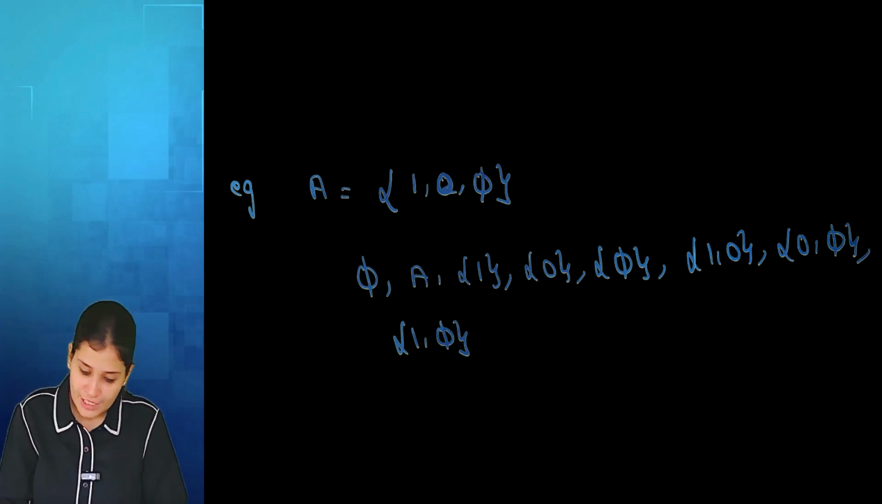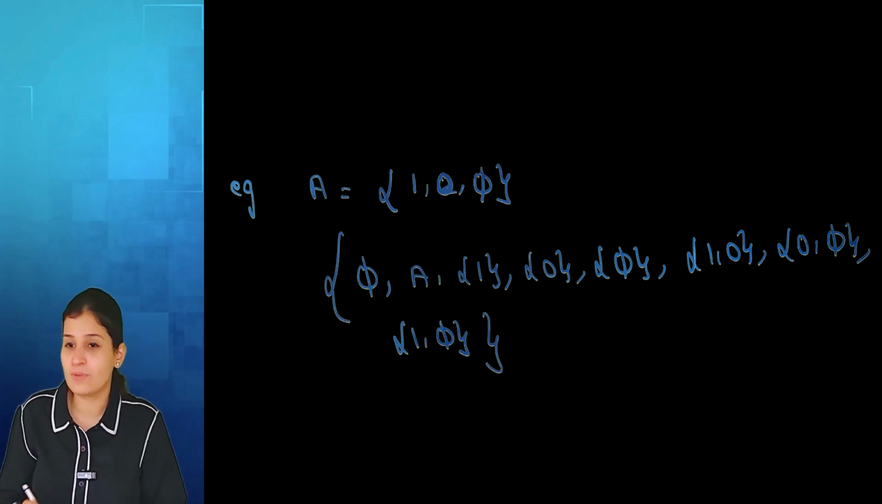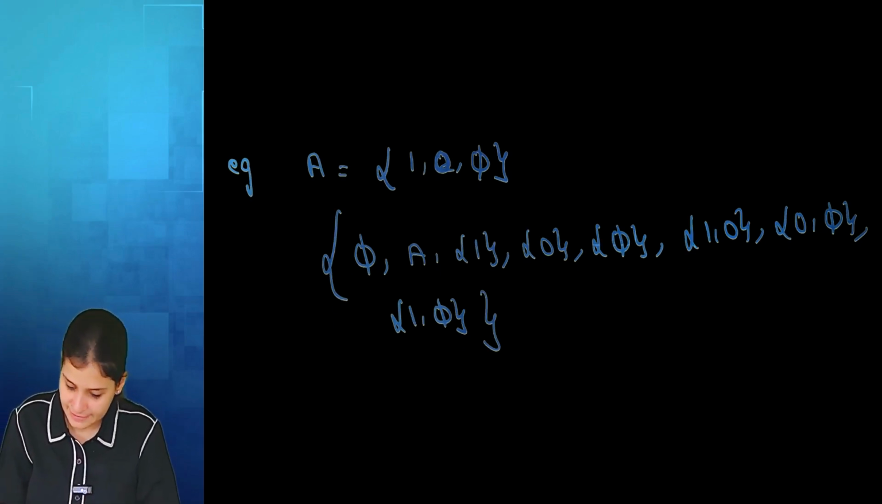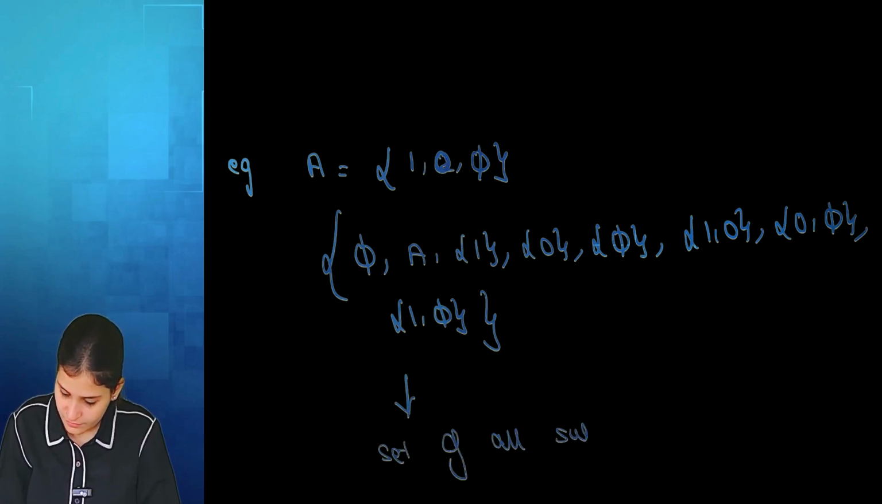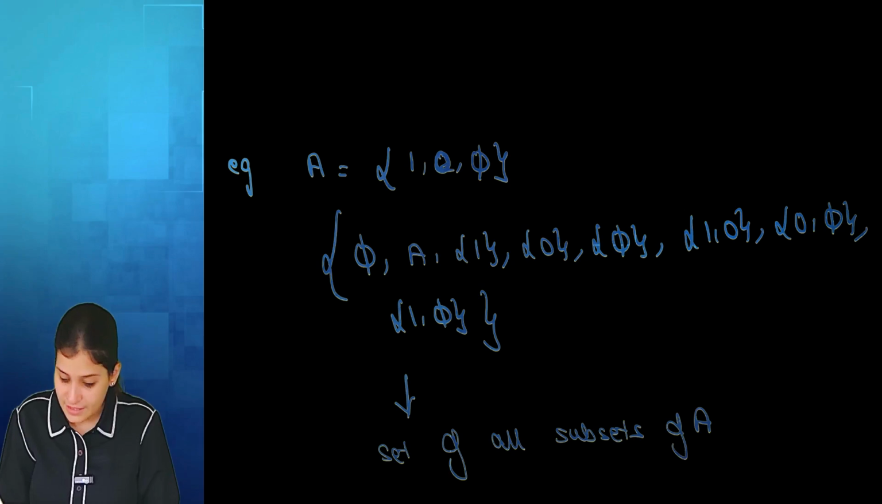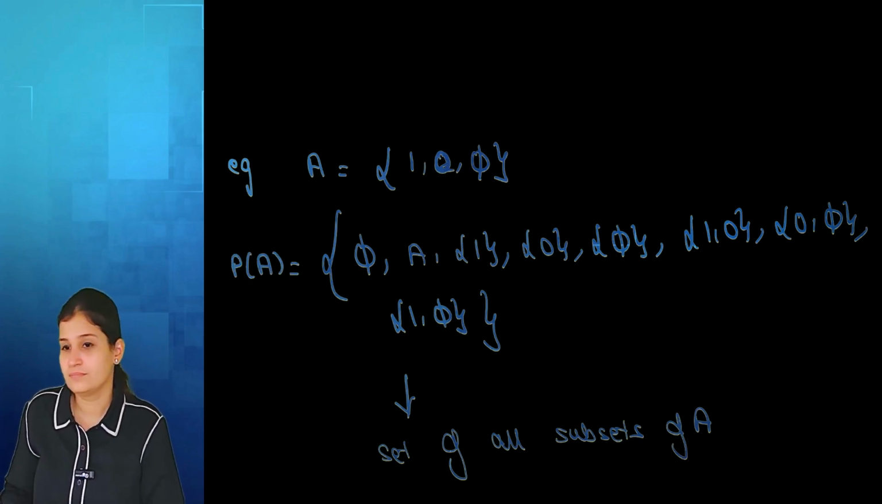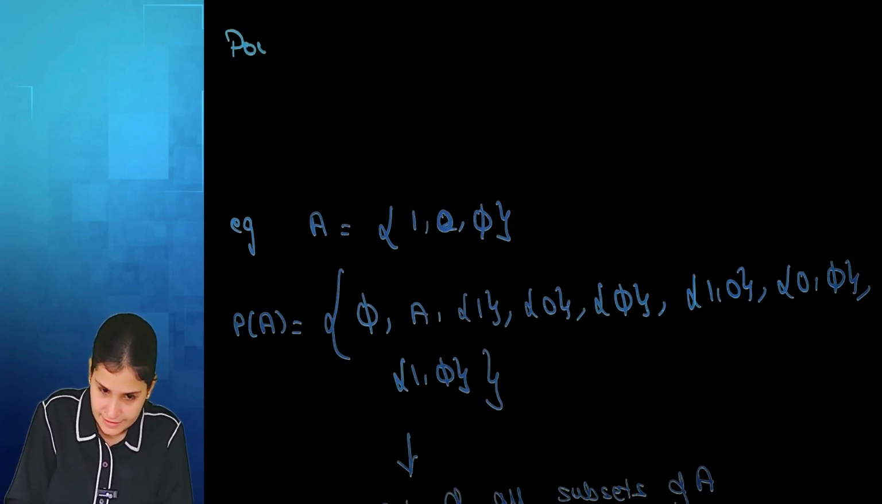Now, if I put this in a curly bracket, what will this become? A set. Anything that you put in a curly bracket becomes a set. What type of a set is it? It is the set of all subsets of A. Yes or no? This is known as power set.